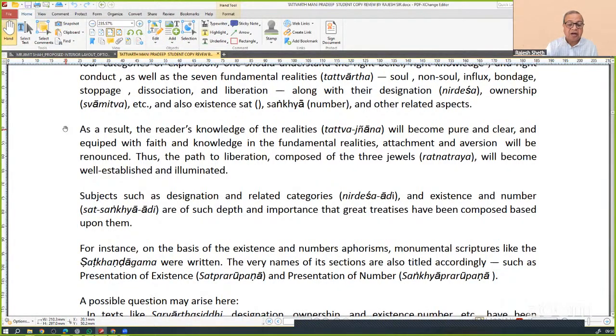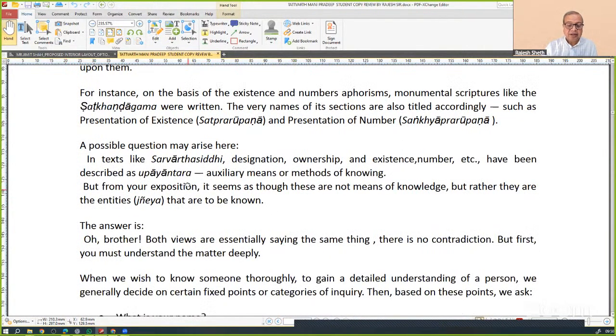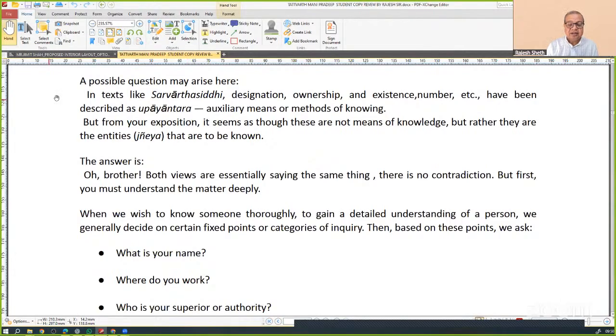So all the 8 words that we used in the aphorism number 8, there are 8 chapters in Shat Khandagam. A possible question may arise here in the text like Sarvartha Siddhi. Sarvartha Siddhi explains this Nirdesh Adi, Swami Adi, and all. Designation, ownership, etc. is missing. You can write down, in text like Sarvartha Siddhi, designation, comma, ownership, comma, etc. So one category is these 6 tools and another category is 8 tools, and existence, comma, number, etc.